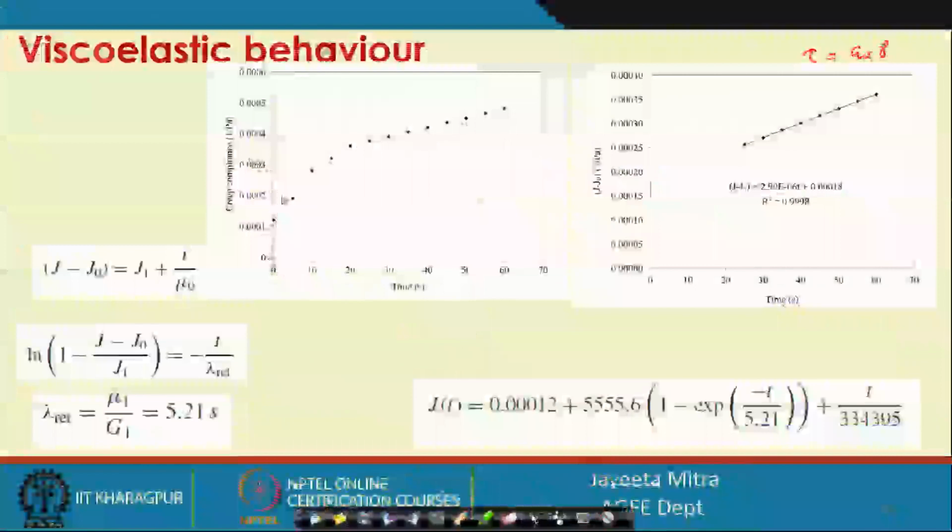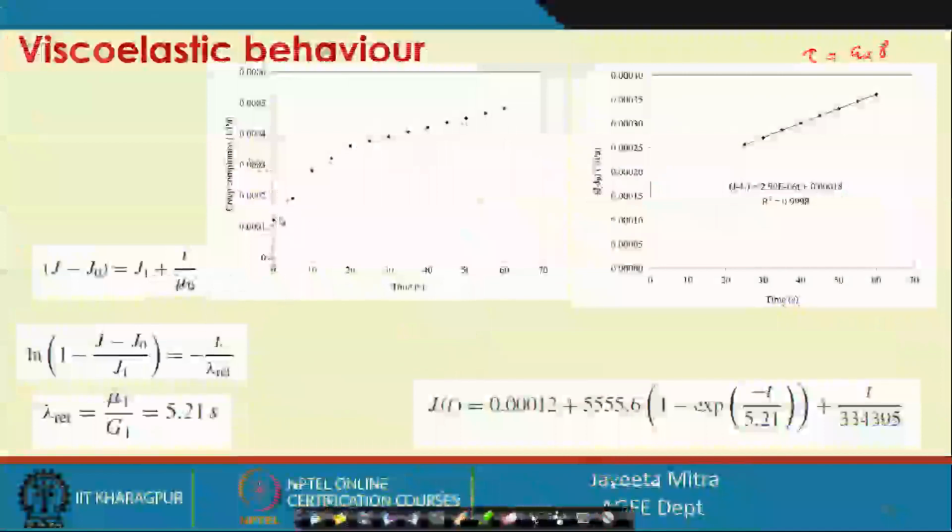So, from the straight section data, if we plot that, the straight section minus the initial compliance that is J 0, then we will get this equation by linear regression, and from this data, J minus J 0 with respect to time, we can get the intercept and slope value. So, we can get the values of J 1 and mu 0. Okay.